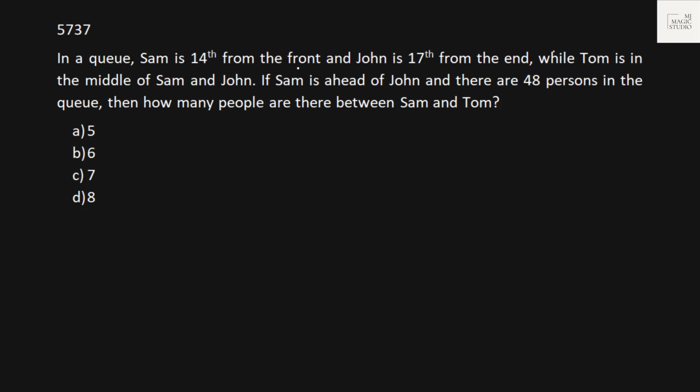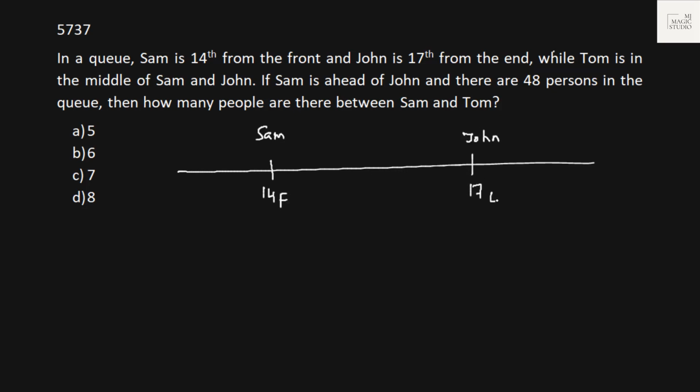In a queue, Sam is 14th from the front and John is 17th from the end. Let me make this queue like this. Sam 14F and John is 17E. While Tom is in the middle of Sam and John. Tom is here. If Sam is ahead of John, and there are 48 people in the queue, then how many people are there between Sam and Tom?